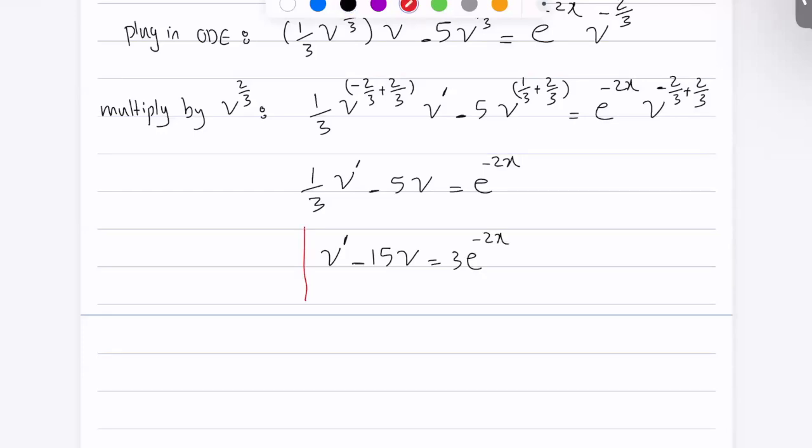Now let's look at this differential equation. What's happening here? If you look at this closely, this is now a linear equation, a first order linear differential equation.